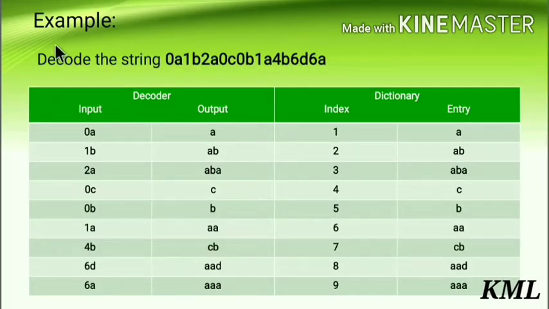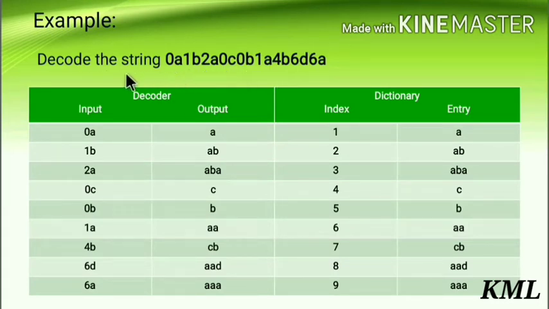So here I have an example. Decode the string 0a, 1b, 2a, 0c, 0b, 1a, 4b, 6d, 6a. So this was the output that we got in our encoding algorithm, if you remember.